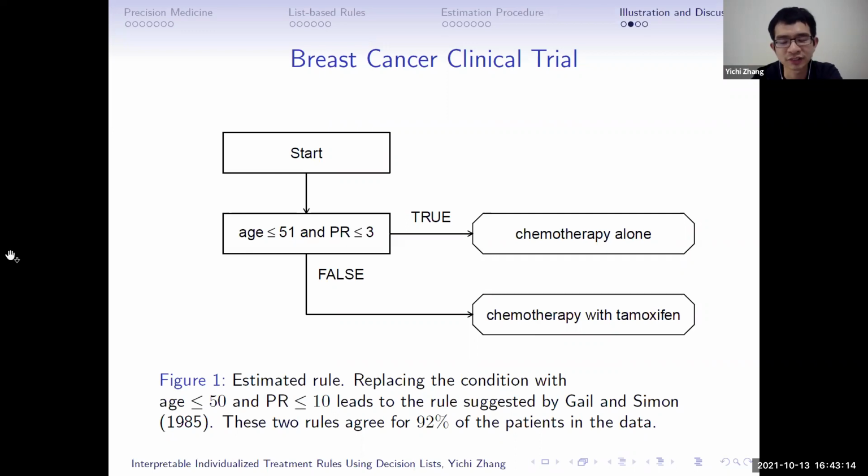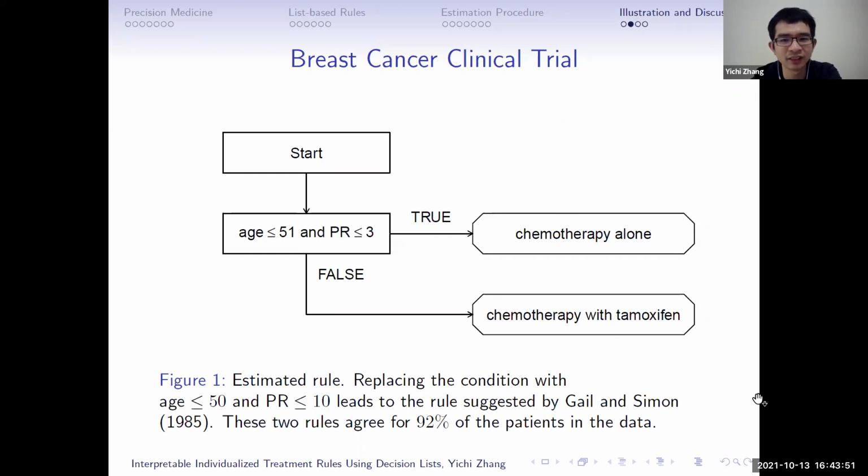So out of these 5 covariates, our method successfully picks age and progesterone receptor level, the same as Dell and Simon's choice based on their domain knowledge. And the cutoff value is slightly different. We consider all the integers as cutoff values, and we end up getting 51 and 3. So if age is less than or equal to 51 and progesterone receptor level is less than or equal to 3, then we recommend chemotherapy alone. Otherwise, we recommend chemotherapy with tamoxifen.